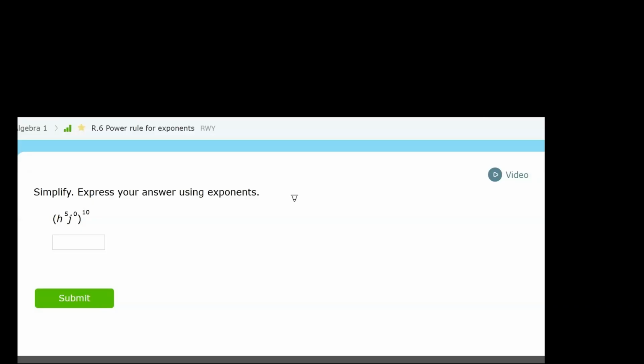Here's another problem. This time we have h to the fifth power j to the 0th power, everything raised to the 10th power. Now, notice here we have two variables in the parentheses instead of one. Well, the idea is pretty much the same. You would just distribute and multiply the exponent to each of the exponents that you see.